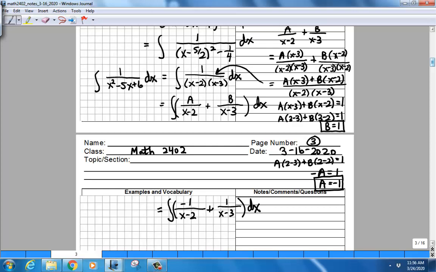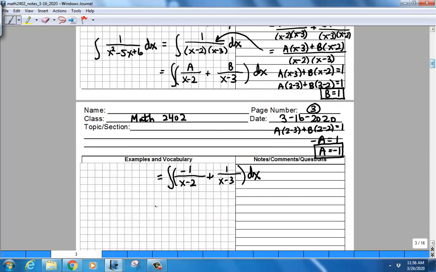And now this is looking like a much easier integration problem to do. Let's break this up into two integrals. So I'm going to have the integral of this fraction plus the integral of this fraction. This fraction has a minus 1 in the numerator, so I'm going to factor out the minus sign. So I get the minus sign in front, and then 1 over x minus 2, right? And then plus the antiderivative of 1 over x minus 3.